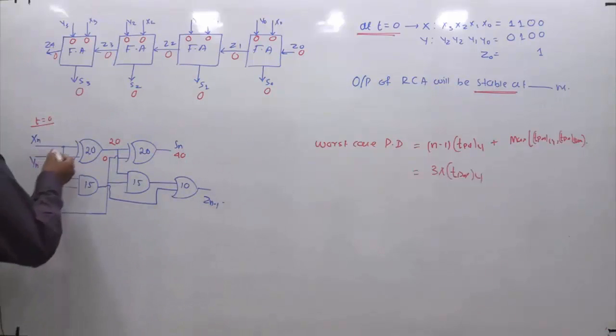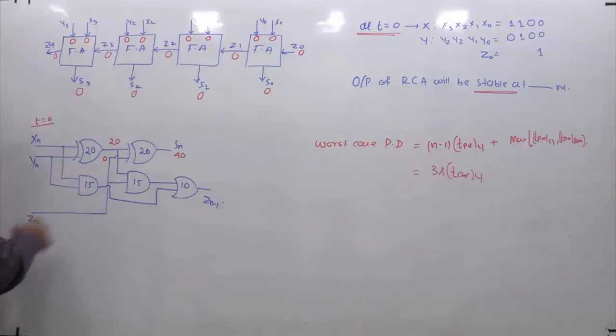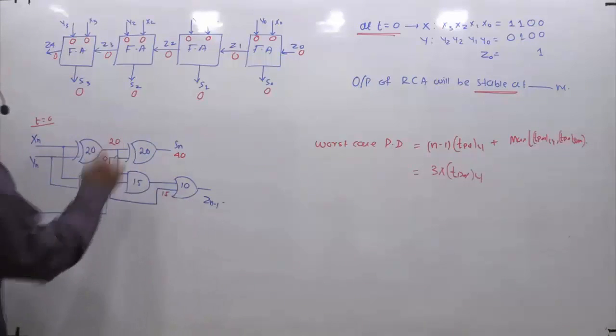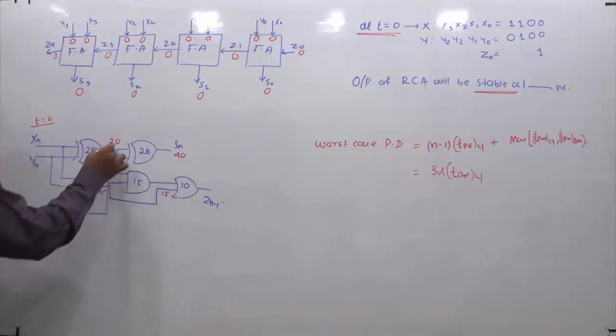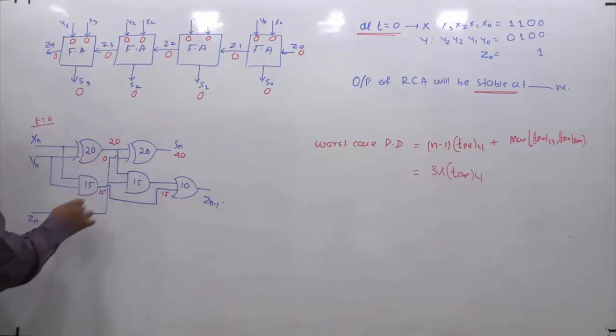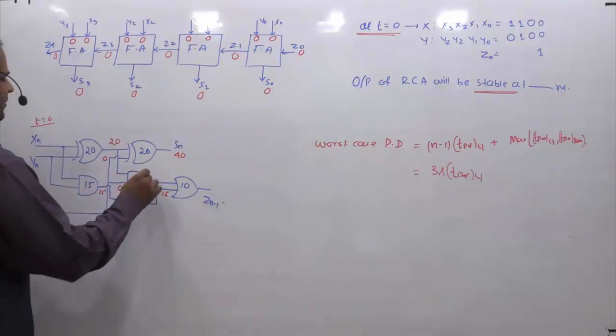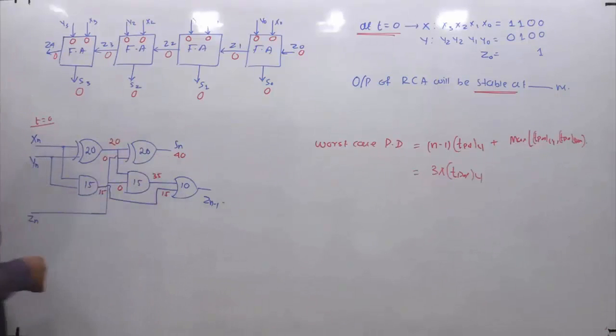Similarly, because both of these are available at t equal to 0, you will get this at 15 nanoseconds. So this also you are getting at 15 nanoseconds. If I am asking for this, this is available to you at 20 and this is available to you at 0. So at what time are both inputs available? 20. At 20 both inputs are available, its own delay is 15. So 20 plus 15, you are going to get 35.